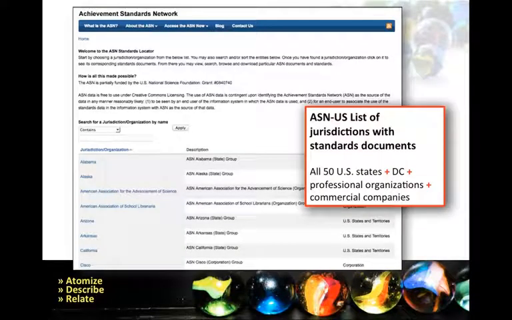If you go to the ASN and browse the achievement standards, and you can do that, there's a URL in the last slides of this presentation. You can go there and freely browse them. You will find a list in the browse menu of all of the jurisdictions, in other words, the authoring jurisdictions of standards documents in the United States. And the states, District of Columbia, professional organizations, commercial companies, and so forth that have achievement standards.